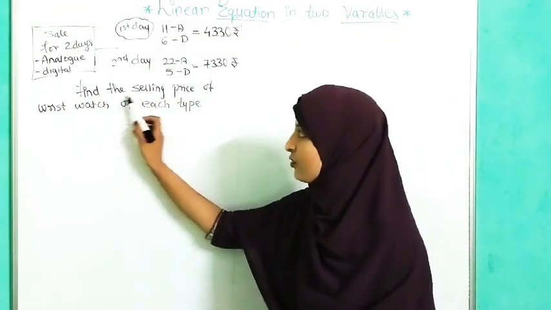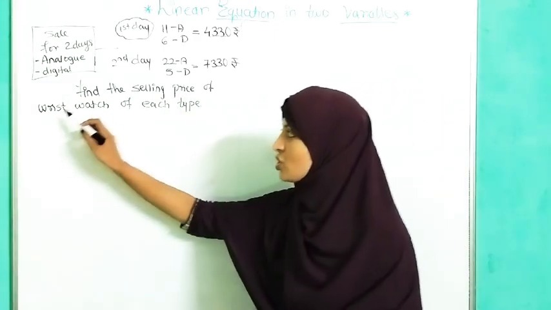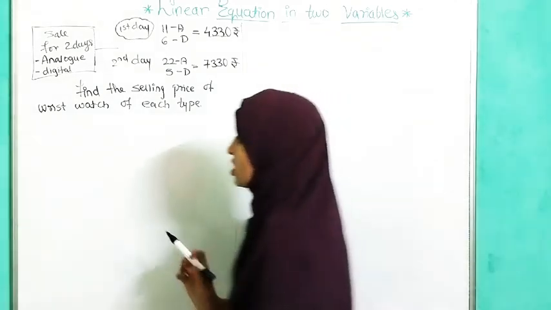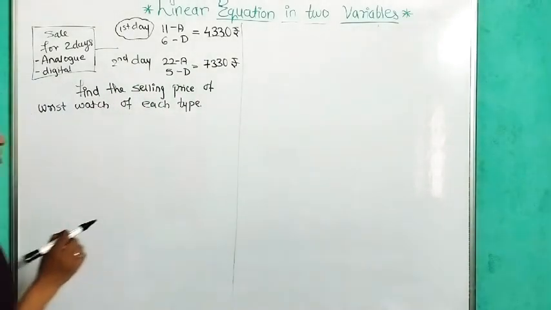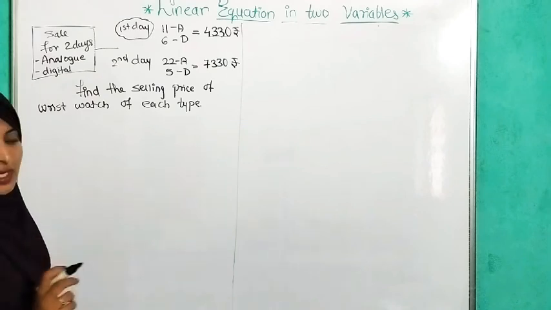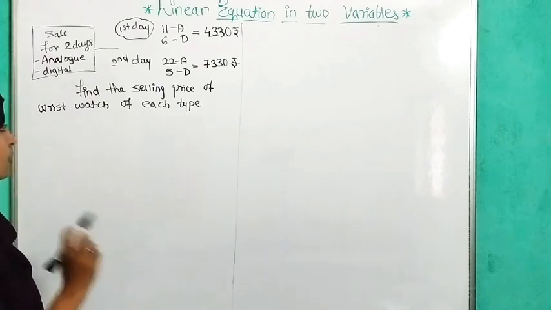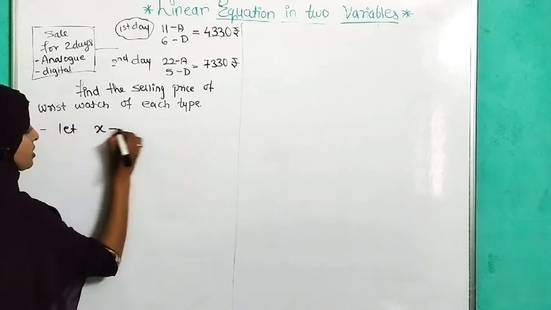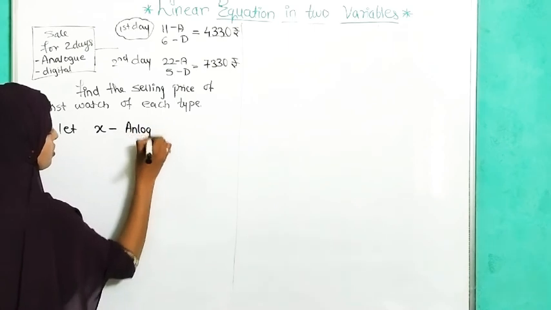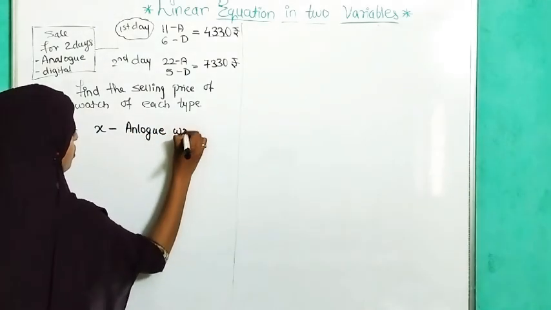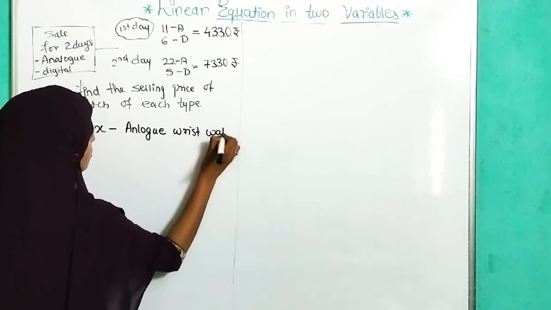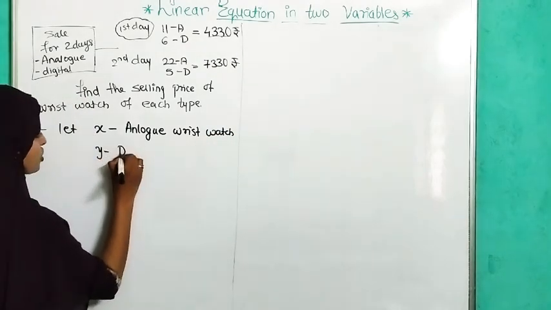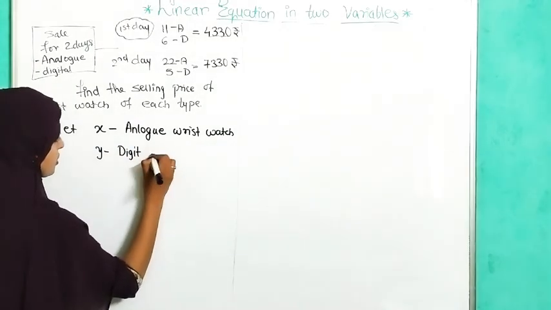He gets 7,330 rupees for his selling on the second day. Then we have to find the selling price of the wristwatches, that is, the analog wristwatch and the digital wristwatch. So now first of all we have to consider the analog wristwatch price and the digital wristwatch price. So let x be the analog wristwatch price and y be the digital wristwatch price.